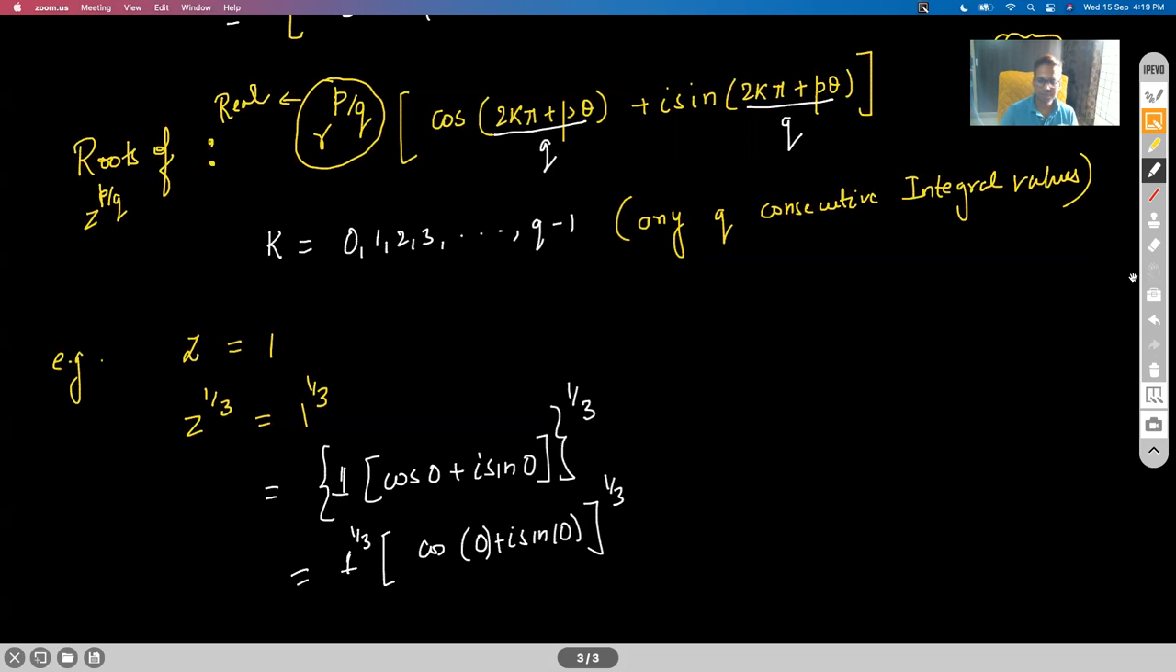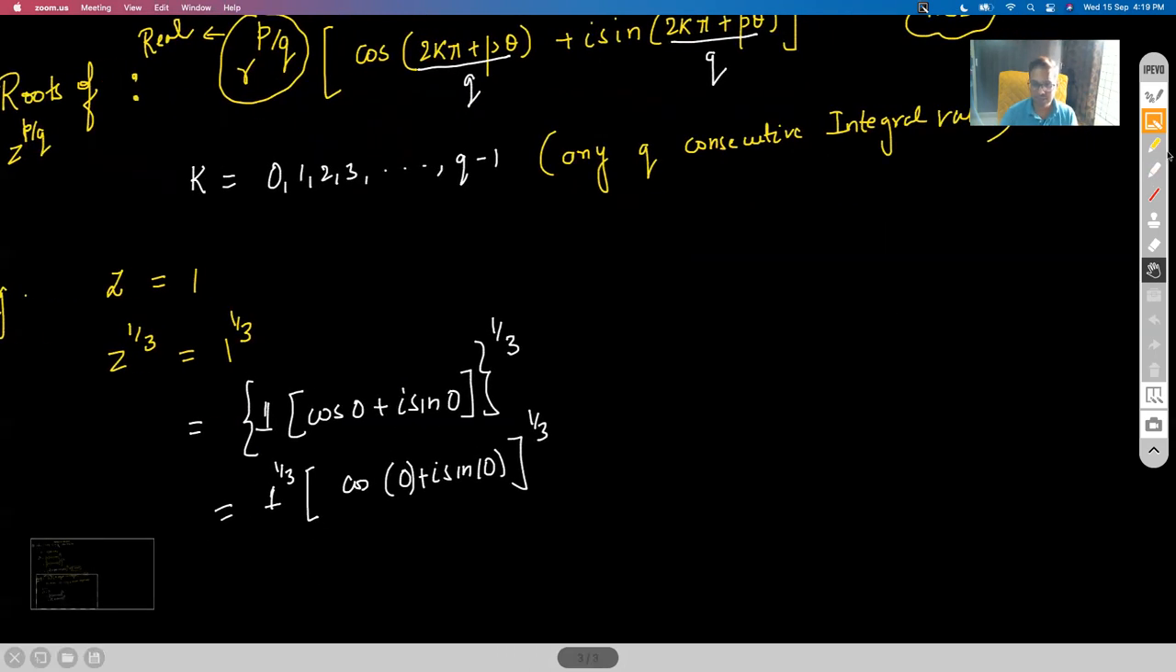Now, people who joined late, or for that matter, Setu as well: what you do next is you change your 1 to the power 1/3. Can I just write it as a 1? I don't want to complicate it like writing it as 1 to the power 1/3. You just write your angle here as 2kπ plus 0.